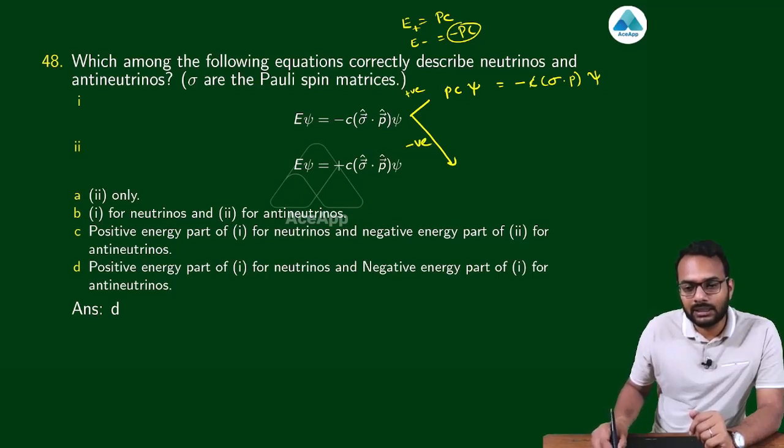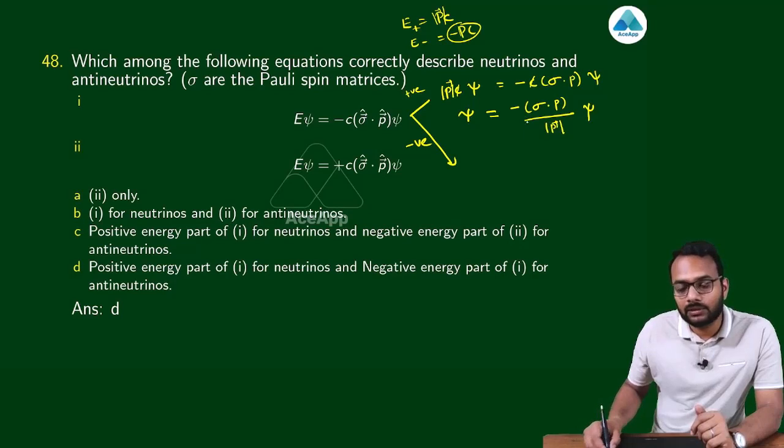Okay, c can cancel like this. So we see that this relation says psi is equal to minus sigma dot p divided by the modulus of p vector, all right? What we mean here is the modulus of the p vector. Now for the positive energy solution, psi is equal to minus sigma dot p divided by the modulus of p, acting on psi. Or we can write this as sigma dot p divided by the modulus of p acting on psi equal to minus psi.